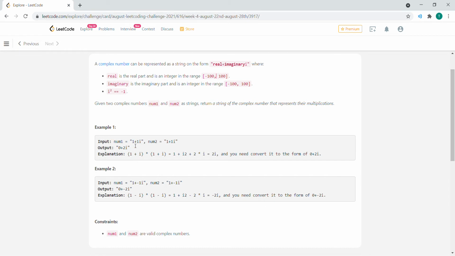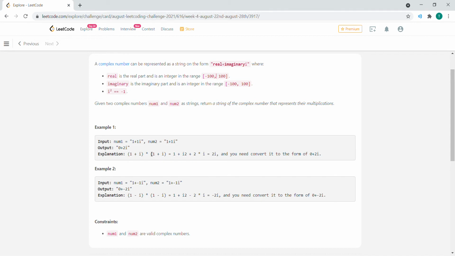So you have num1, which is 1 plus 1i, and num2, which is 1 plus 1i. If you multiply those two together, you get basically 0 plus 2i. Some explanation here is that you do the mathematical operations.